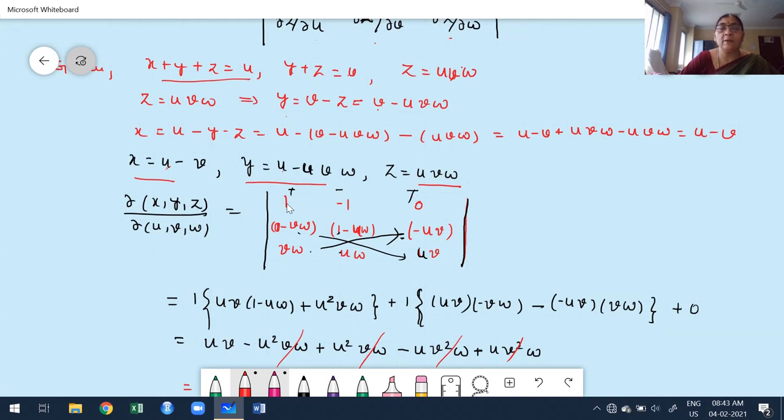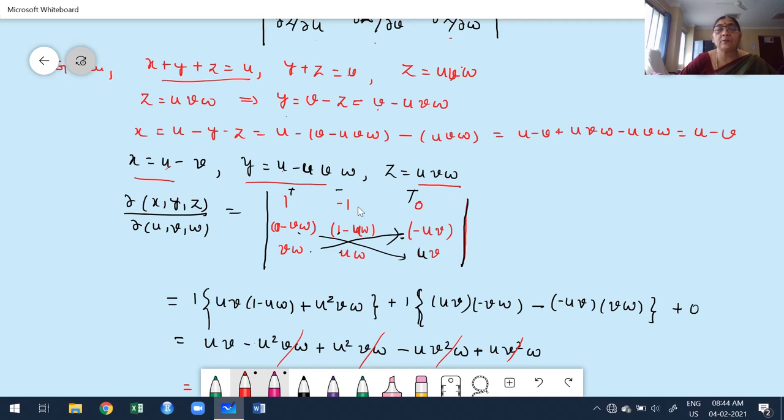Plus, minus, plus. The first term is always positive. The value is 1 in the first row. You neglect first row, first column, which means you take the second row and third row values. Okay. Multiply that. We take the down arrow minus the upper arrow. Then we get minus into minus this. Then minus. The middle sign is minus, but this value is also minus. We get minus into minus, plus.